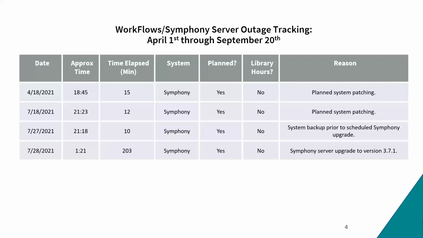So the reliability has been phenomenal, and everything to this point for our Symphony server, which is self-hosted, has all been planned outages. And for the most part, they've been planned patching that exceed our 5 minutes of downtime time limit. That's off hours. So those are the ones that we acknowledge here. Or for that matter, if we do any major systems upgrades, like our migration to Symphony 3.7.1, we always note those here and how long those took as well.